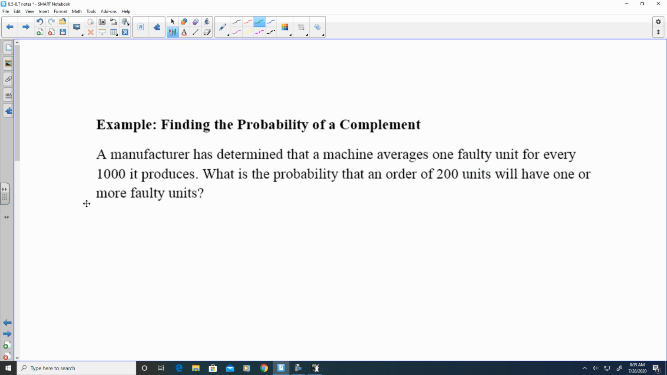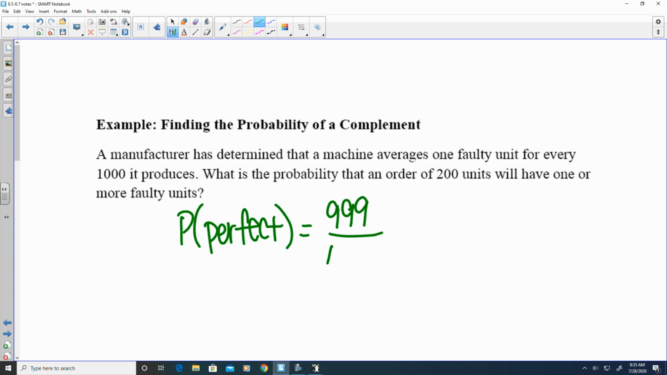So a manufacturer has determined that a machine averages 1 faulty unit for every 1,000 that it produces. What's the probability that an order of 200 units will have 1 or more faulty units? So I'm thinking about a faulty unit being 1 out of 1,000. I think the easiest way to do this is the complement of that. So I want to know what the probability of a perfect unit is, and deal with it in terms of the complements. So I have 999 out of 1,000 times I'm going to get a perfect unit.